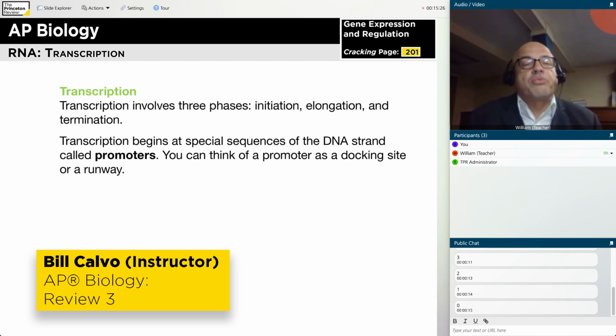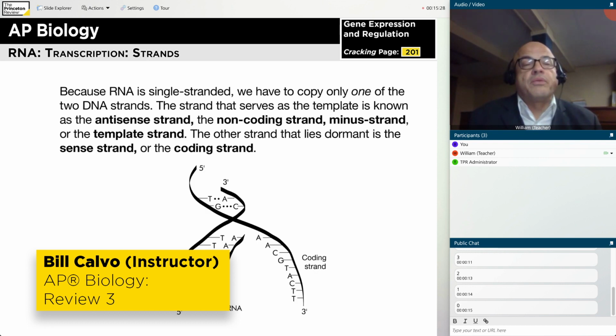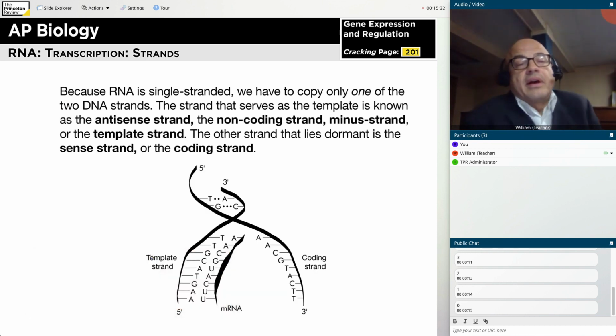We can call a promoter basically like a runway, right? Where the plane starts, that can't just get up and go like a helicopter. A plane has to start revving up and get on the runway on its way to the air. Okay, so let's continue on with this, understanding the idea of how it transcribes.